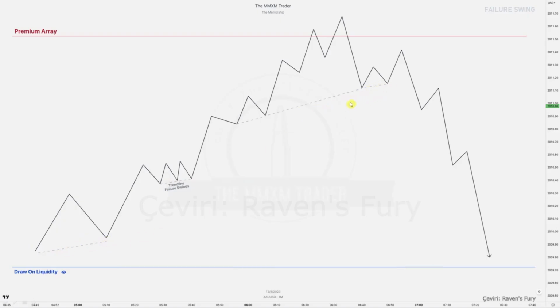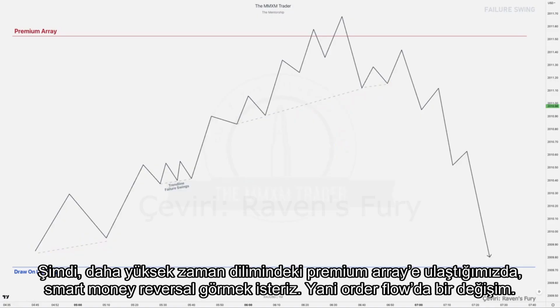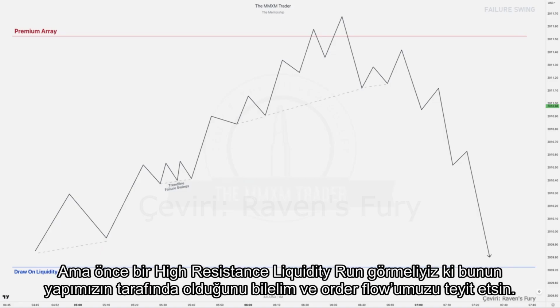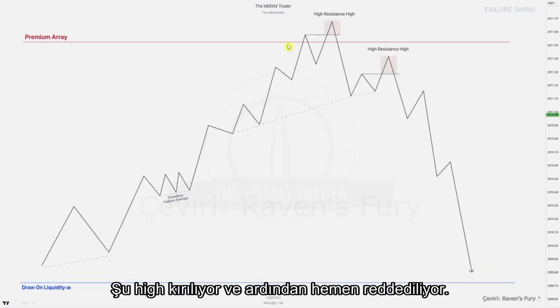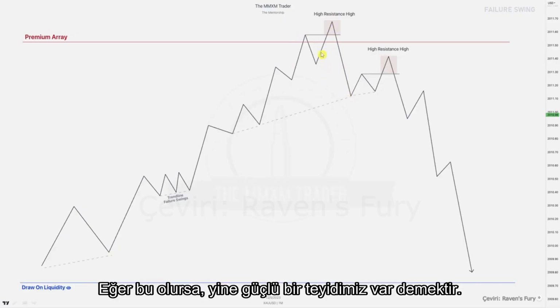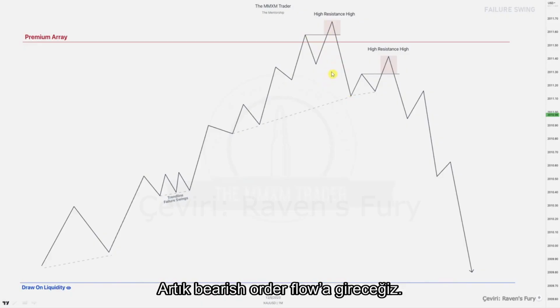Now once we hit that higher time frame premium array, right, we want to see that smart money reversal happen, so that change in order flow, but we want to see a high resistance liquidity run first, so we know that's on our side of the structure and confirms our order flow. So how does that look like, right? We have this high which gets ran and then rejects immediately, and if that happens, we have again a good confirmation we're going to go in bearish order flow.